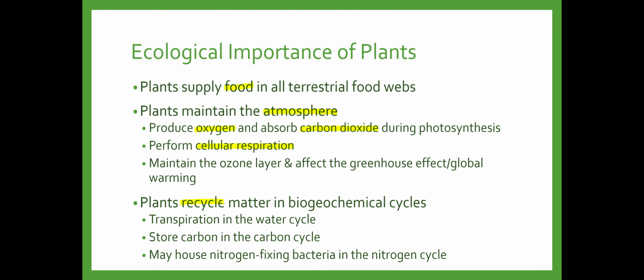Now, plants are also important in those biogeochemical cycles that we looked at back in ecology, like they can lose water. And so the transpiration is a big part of the water cycle. They are carbon sinks, so they can store carbon. Whenever they do photosynthesis, they're storing the carbon in those organic compounds. They could also house the nitrogen-fixing bacteria. Remember that the plants don't do the fixing, but they may contain the bacteria that do.